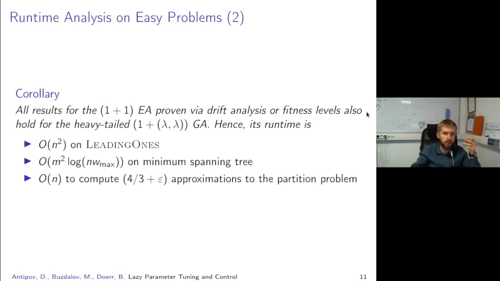So the corollary is that the runtime of the heavy-tailed 1 plus lambda comma lambda GA is the same as the one of the 1 plus 1 EA if this runtime was proven via the fitness levels technique or via the drift analysis. So, for example, we have a quadratic runtime on the LeadingOnes problem, we have this runtime on the MST problem, and we have a linear runtime on the approximation of the partition problem.